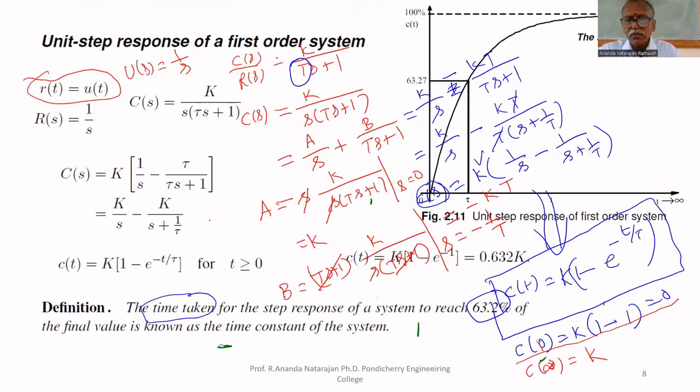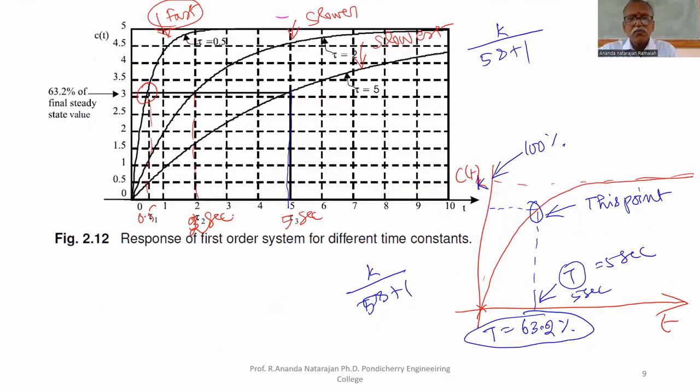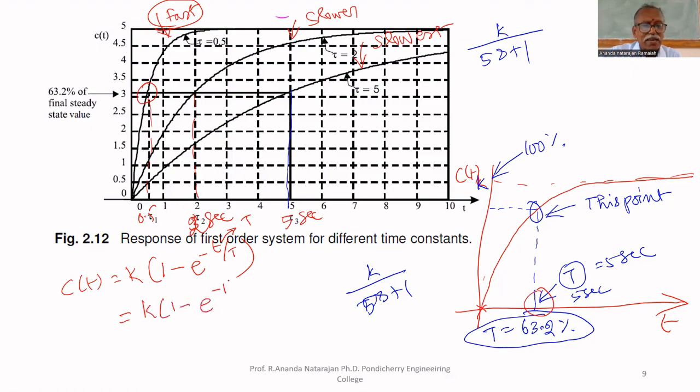So, what is C of t? We derived C of t equal to k multiplied by 1 minus e power minus t by tau. Am I correct or not? This is the response we got. If you substitute t equal to tau, that is the time constant tau, what will you get? K multiplied by 1 minus e power minus 1.